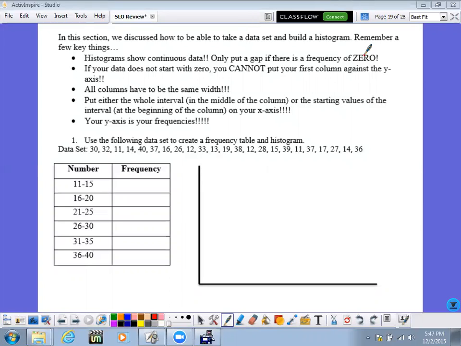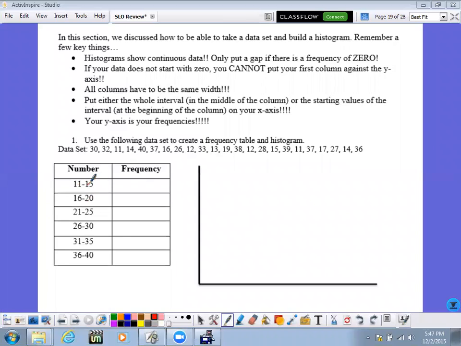So with histograms, you're going to have a data set. Wish I wouldn't have made it so big. But you're going to have a data set. You're going to have to put it into a frequency table. I gave you this, and as far as your intervals that you had to fit it in, and then we're going to go ahead and create a histogram over here. So first off, let's look at our frequencies.